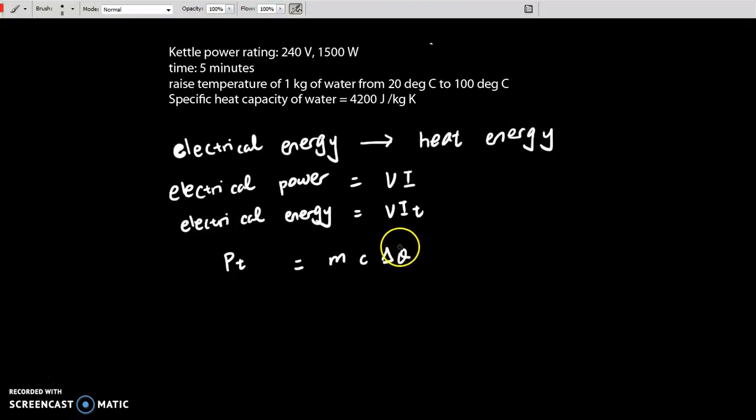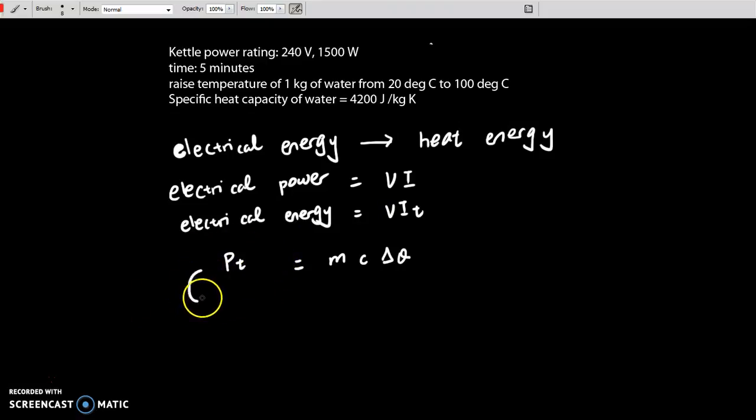If you read the question, the last part actually asks for efficiency. You will realize that this value that you compute is not going to be equal to this value here. That's why there is an efficiency involved. The useful energy in this case is to heat up the water, and the energy that you supply is the power times time. So let's see.